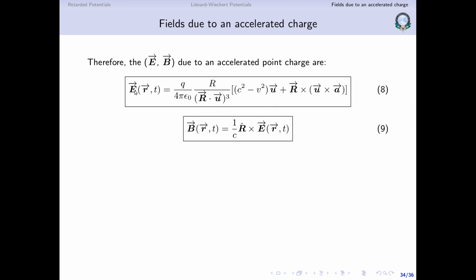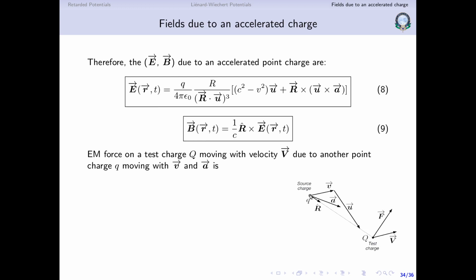So now we finally have the electric field and the magnetic field. Once we have the electric and magnetic fields, we are in a position to calculate the force between charges. Let's say I have a source charge Q and a test charge capital Q, which is placed over here. The source charge is moving at a velocity v and the test charge is moving at a velocity capital V. Then this test charge is going to experience an electromagnetic force, due to this source charge. Let's say that the electromagnetic force is F.